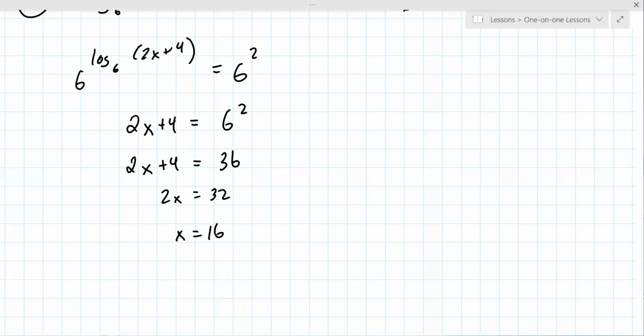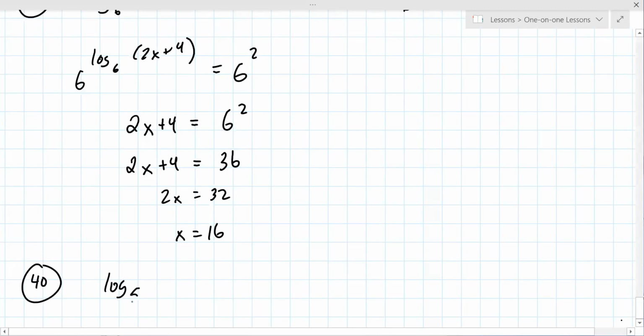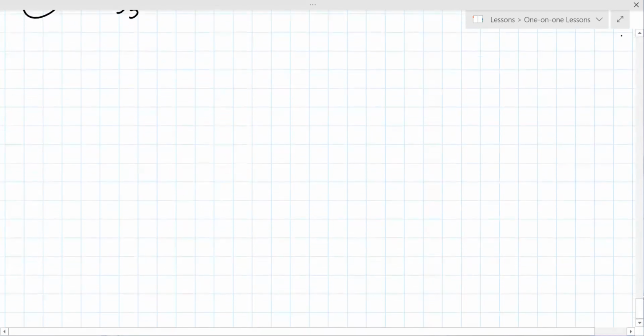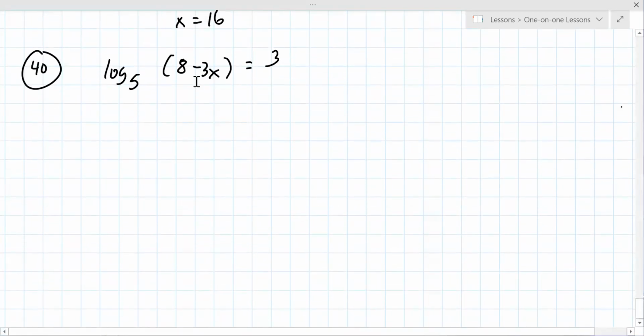Makes sense. Next is number 40. Log base 5, 8 minus 3x equals 3. So how do you undo log base 5? You use 5 as the exponent base. So 5 to the log base 5, 8 minus 3x equals 5 cubed.